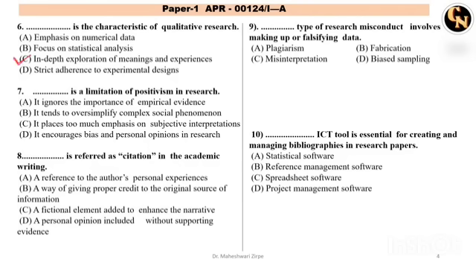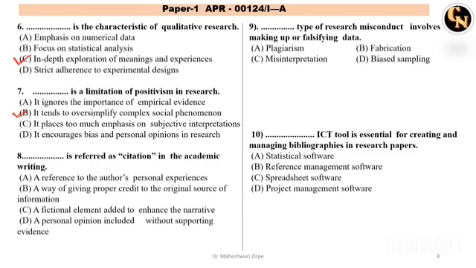Okay. The next one is dash is a limitation of positivism in research. So here if you read the options, option B is the correct one, that it tends to oversimplify the complex social phenomenon. The next one is 8.